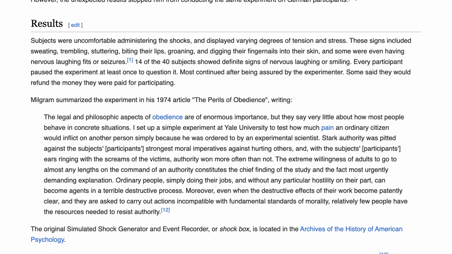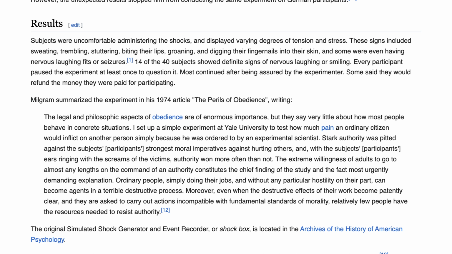14 of the 40 subjects showed definite signs of nervous laughing or smiling. Every participant paused the experiment at least once to question it. Most continued after being assured by the experimenter. Some said they would refund the money they were paid for participating.